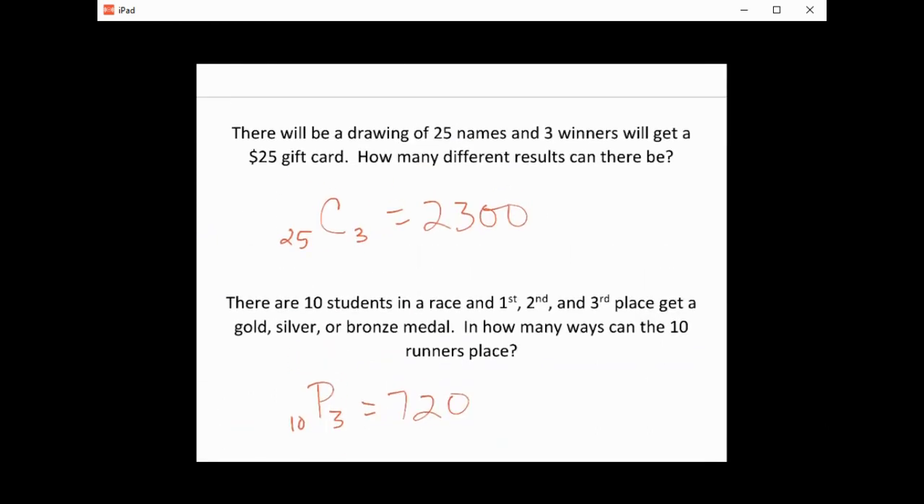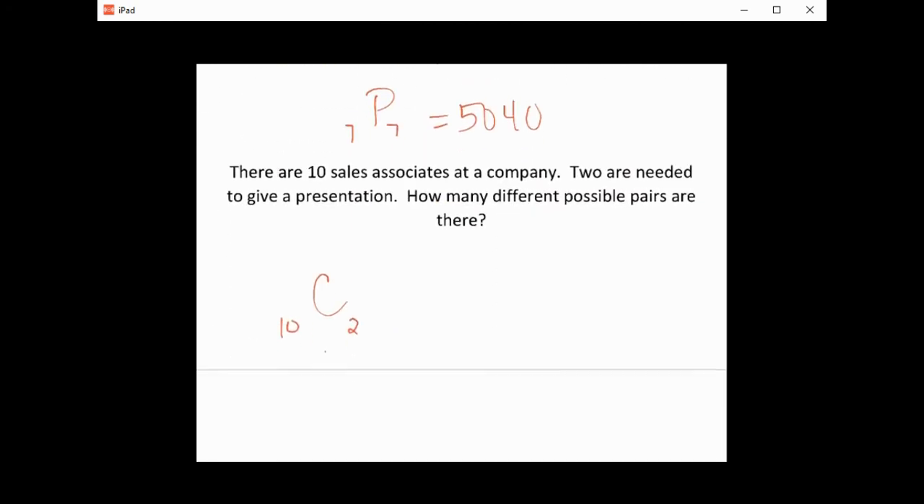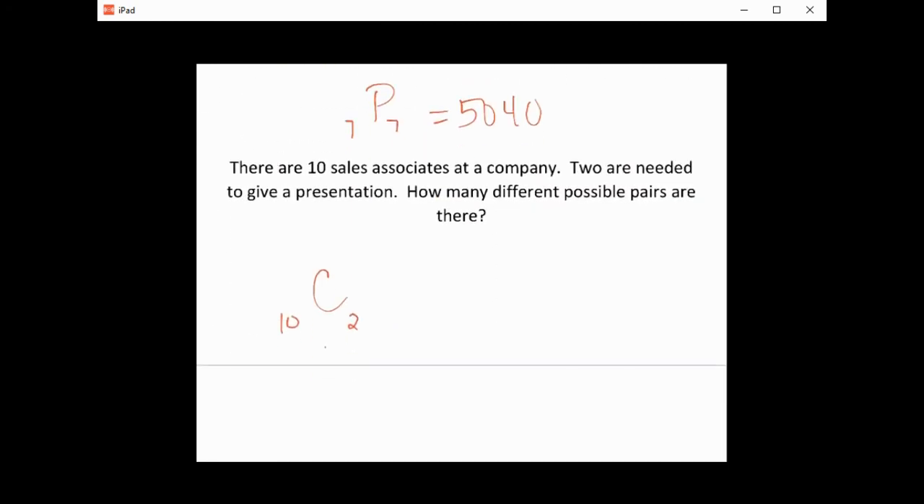This one's a good one to compare. There's 3 winners in the drawing and there's 3 winners in the race. But for this one, everybody gets a $25 gift card, so they all get the same prize. In the race, they get gold, silver, or bronze, so they're getting different prizes. Different outcomes there. Here, I'm choosing 2 people, but they're both going to do the same thing. So basically, it's just the difference between the amount of different combinations versus different outcomes.